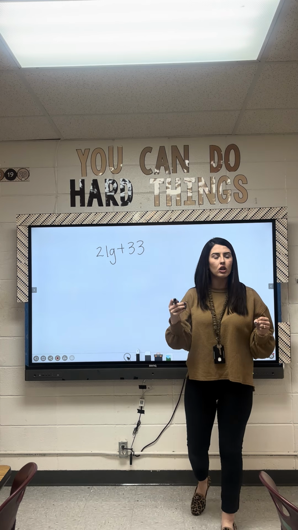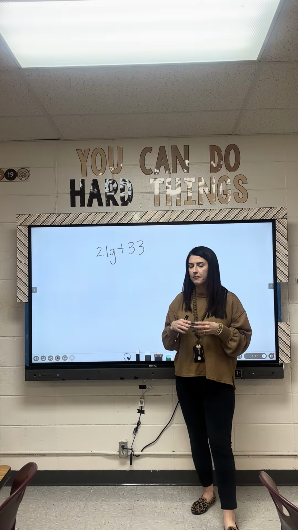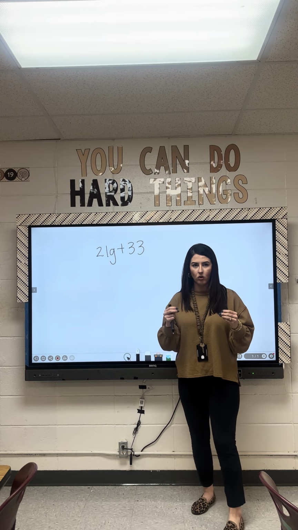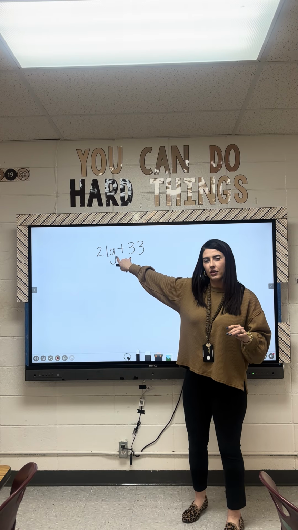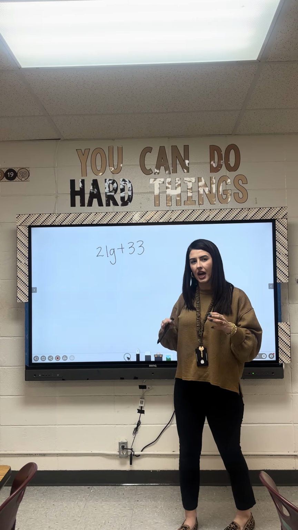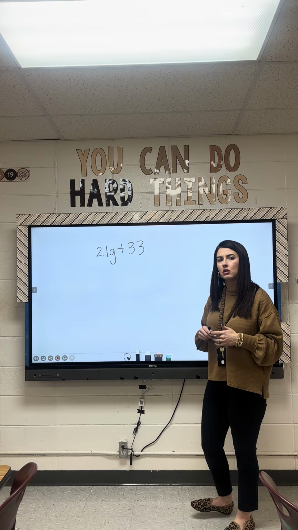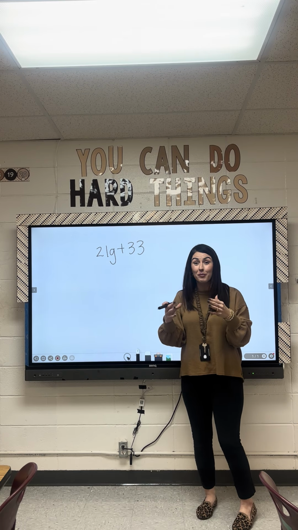This doesn't look like what we just did because there's no parentheses. Can I factor out a number from both of these that's the same? Do they both have a common factor that I can divide them by? Leilani? 3. I can factor out 3.